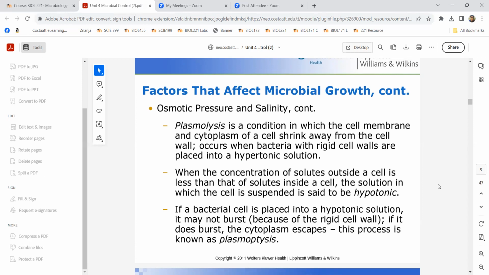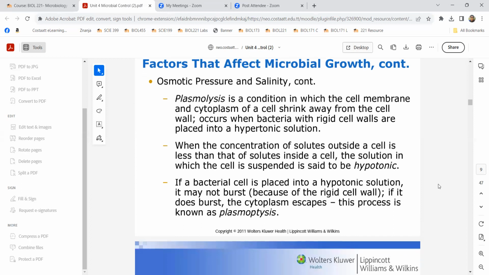You can also have the opposite happening. If a bacterial cell is placed into a hypotonic solution, meaning you have very little solutes and lots of water, it's a very dilute solution. What you're going to have is water rushing into the bacterial cell, causing it to stretch. If it does have a cell wall, it's not going to burst. If it only has a cell membrane, it can cause bursting and death of the organism, right? This process is known as plasmoptysis.